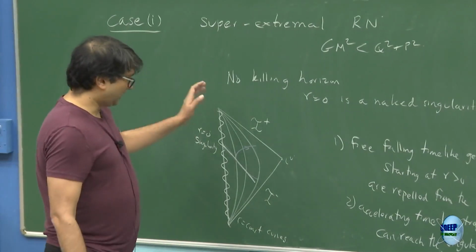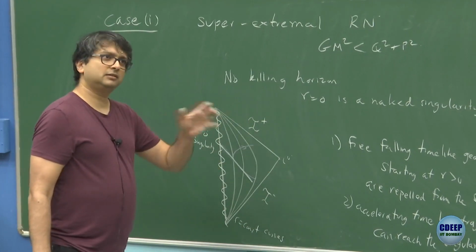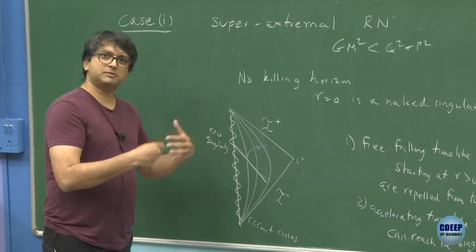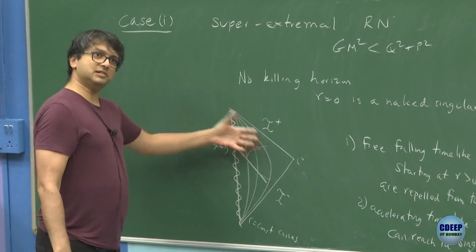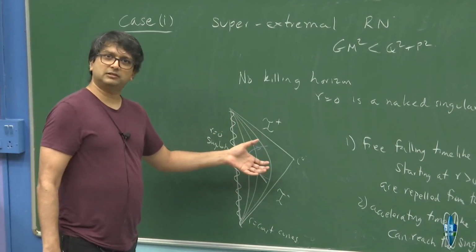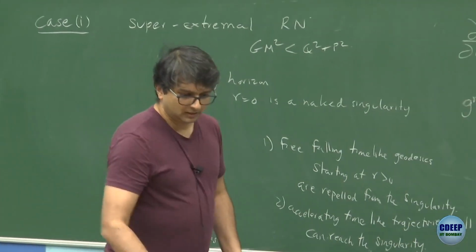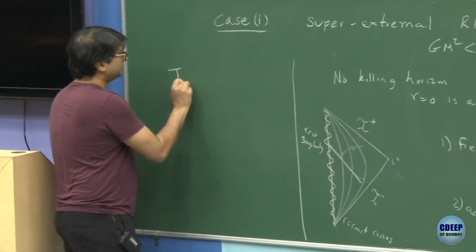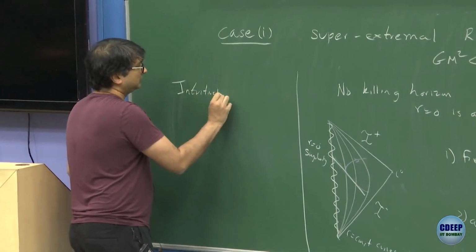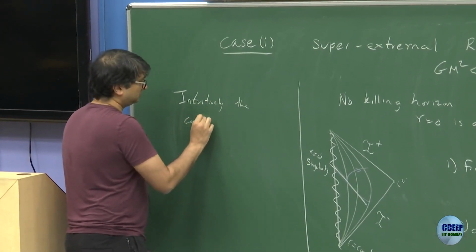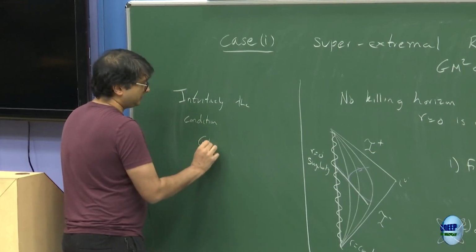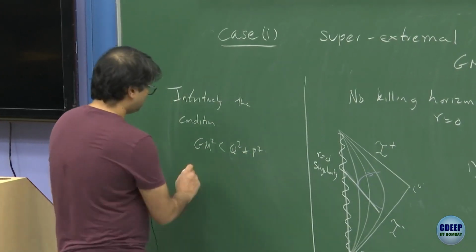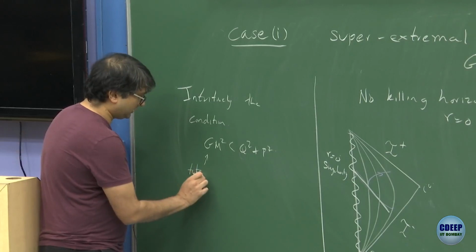So you have a naked singularity, but this doesn't violate the cosmic censorship conjecture because the singularity exists for all times. It's not resulting from the collapse of matter. But you could ask a question: can such a singularity form from the collapse of matter? Let me give you an intuitive reason why this would never form. Intuitively, the condition GM squared less than Q squared plus P squared is a statement that in some sense this is a measure of the total energy of the hole.